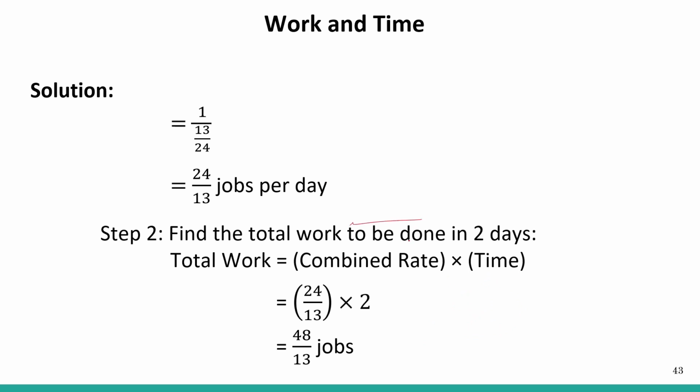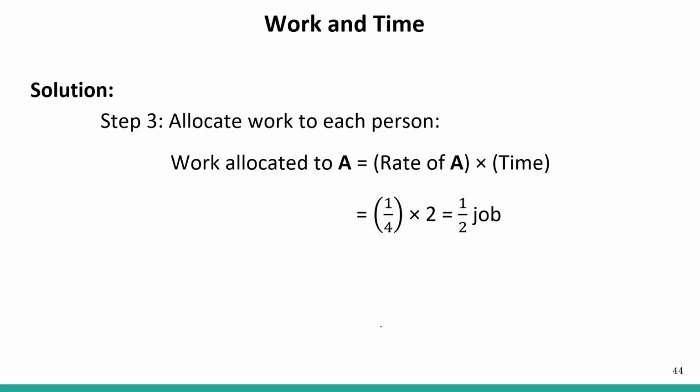So find the total work done in 2 days. So total work is equal to combined rate into time. 24 by 13 into 2 is equal to 48 by 13. Okay, so this is the correct answer.